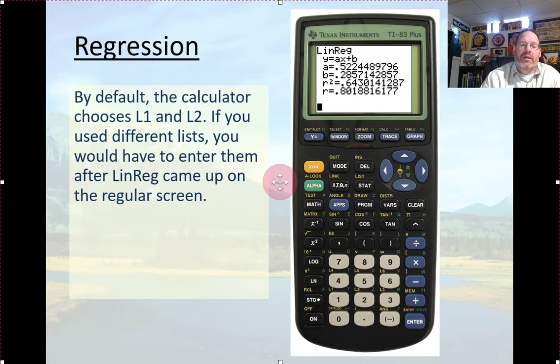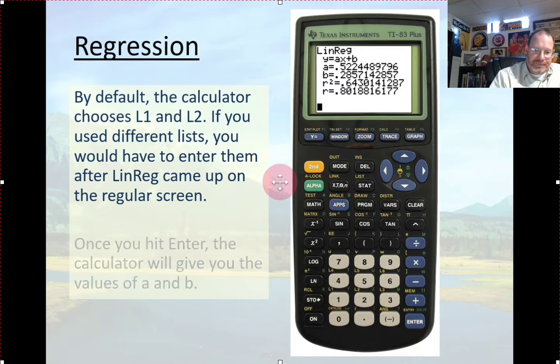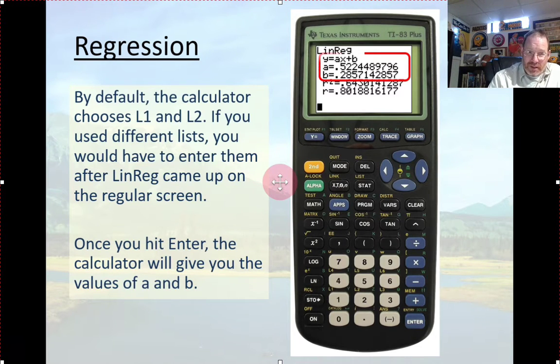Like I said, by default it chooses L1 and L2. If you wanted to use L3 and L4, say, then after you hit LinReg, you would enter L3, L4. The lists are above the numbers on your keypad. All right, so you hit Enter and you get those values there.